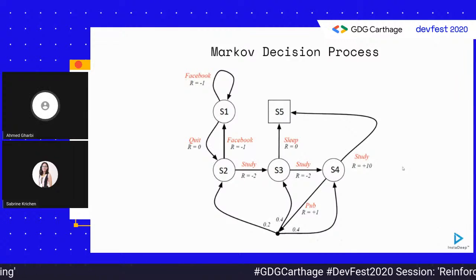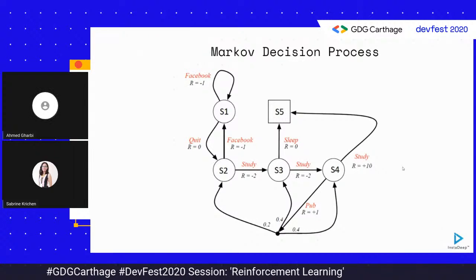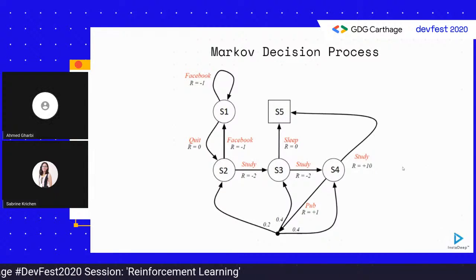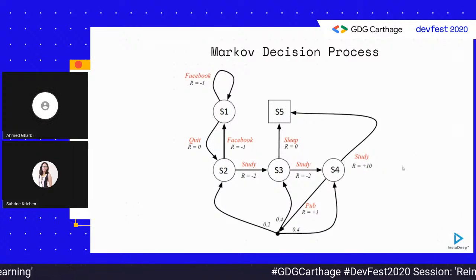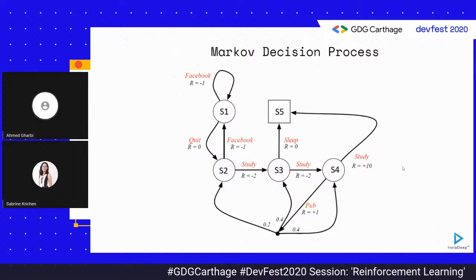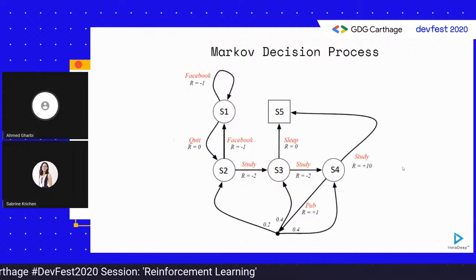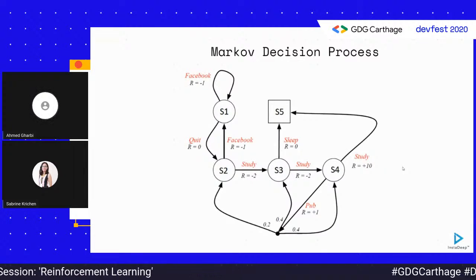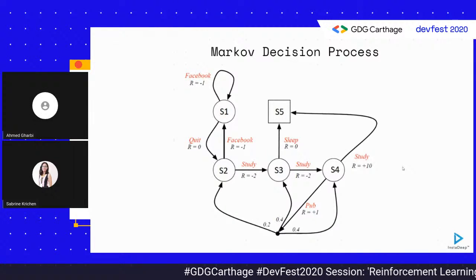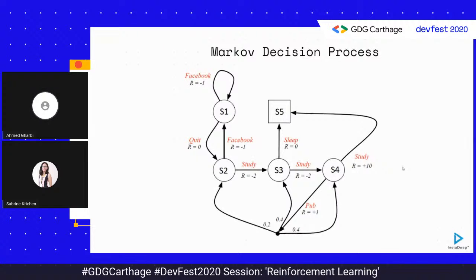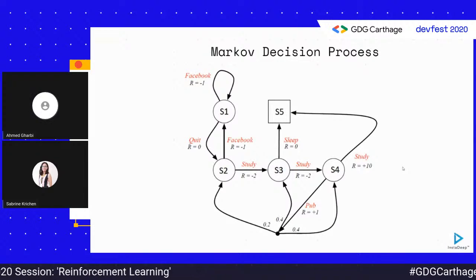Okay, let's say that after the student went to the pub, he decided to study, and let's say that the environment had put the student in S4, so he decided to study and take his final class of the day. So he receives a reward of +10 and ends up in a state S5, which is a terminal state that represents the end of the day. So this was an example of an MDP, and often reinforcement learning problems are formalized this way.